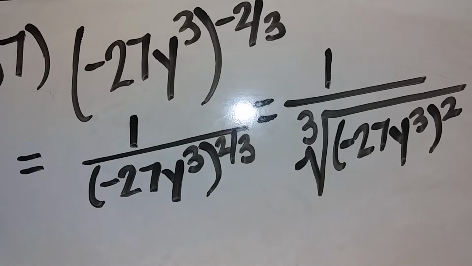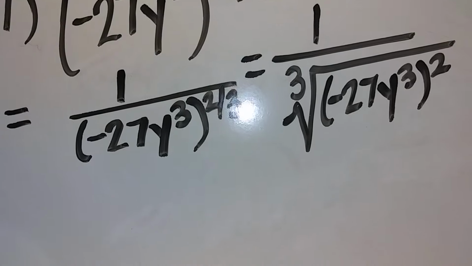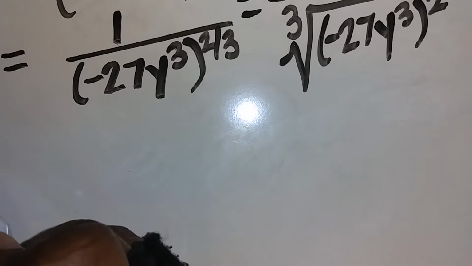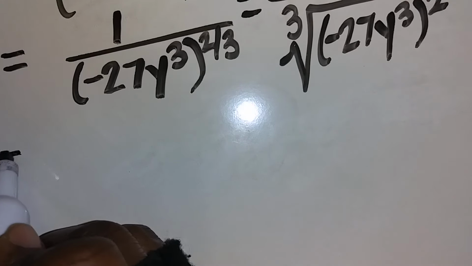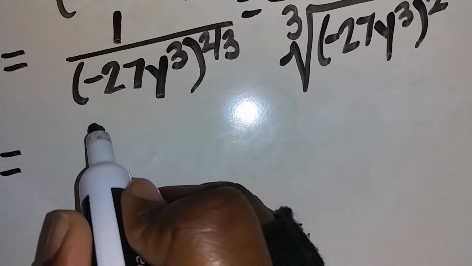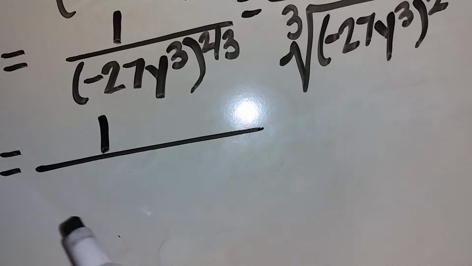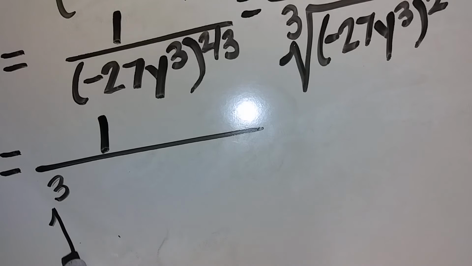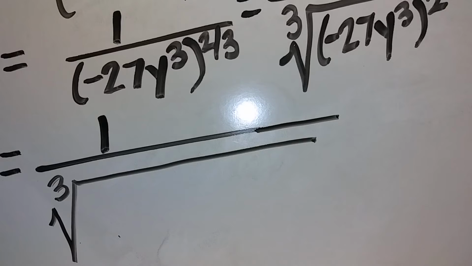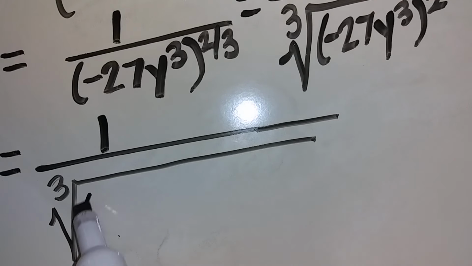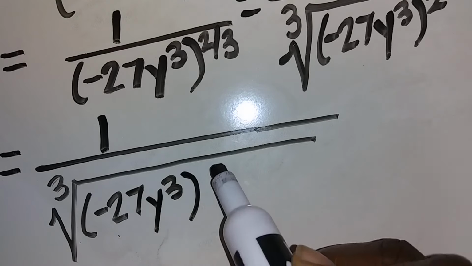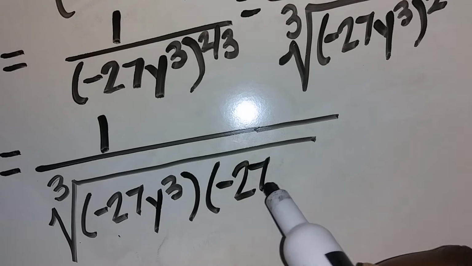Again, there are so many ways you can do these problems. Just do the way you're comfortable with and stick with it. Okay, so let's keep moving. I'll move my board up and let's keep going. I have 1 over the cube root, and I'm going to make this pretty long. I have negative 27 y to the third, and then I'm going to write it twice. Negative 27 y to the third again.